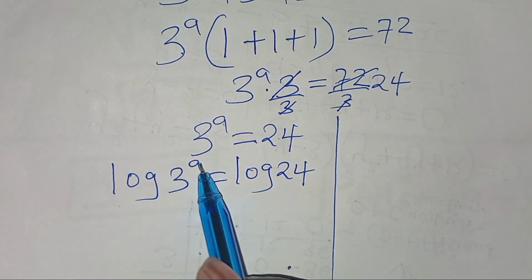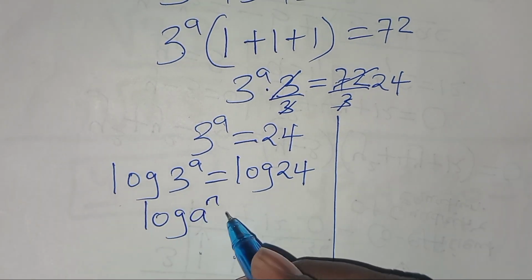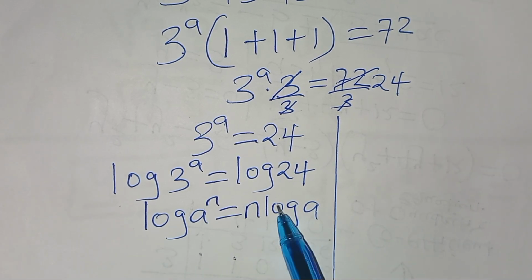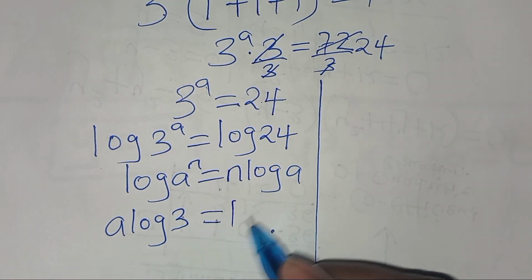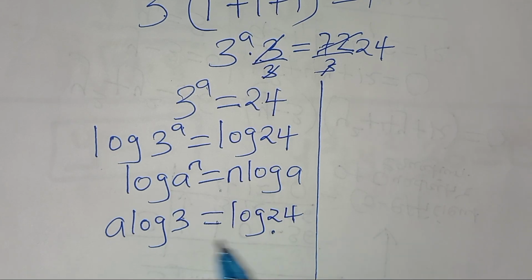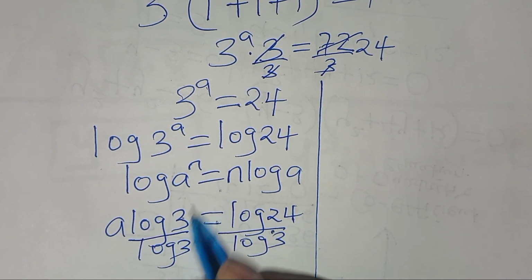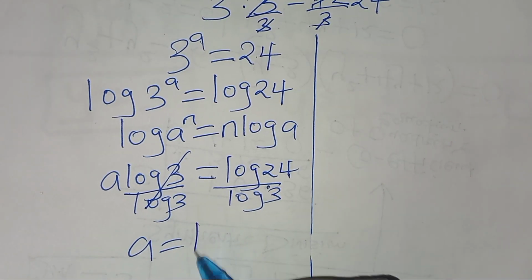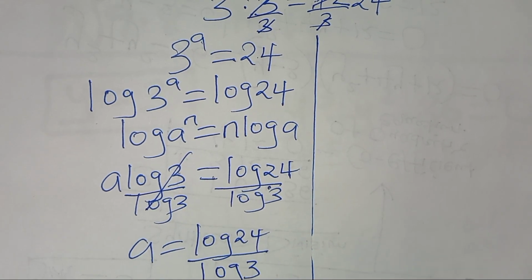Now, log 3 to power a, this is actually in the form of log a to power n, which we can express as n log a. Now, applying this power rule property, you find that log 3 to power a becomes a log 3, this is equal to log 24. So let's divide both sides by log 3, so that now the value of a here is equal to log 24 divided by log 3.